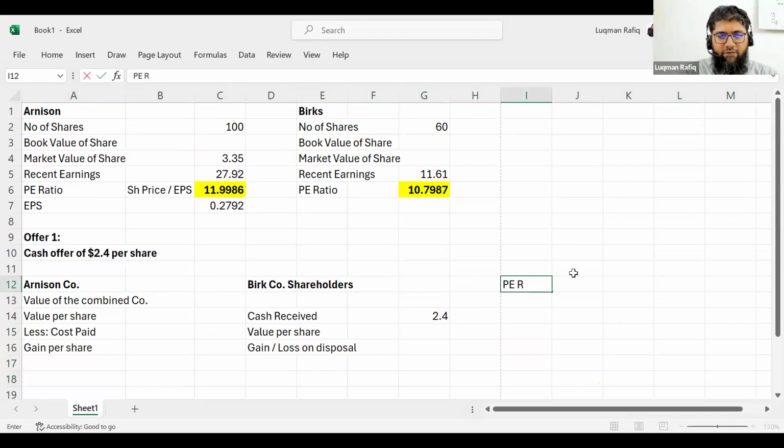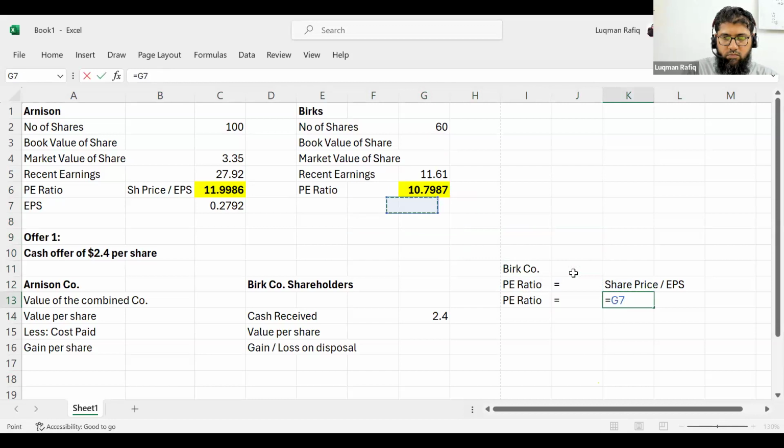The PE ratio has a formula: it is equal to share price divided by EPS. So if I talk about the Burke company, the PE ratio of the Burke company is 10.7987. The share price is not known.